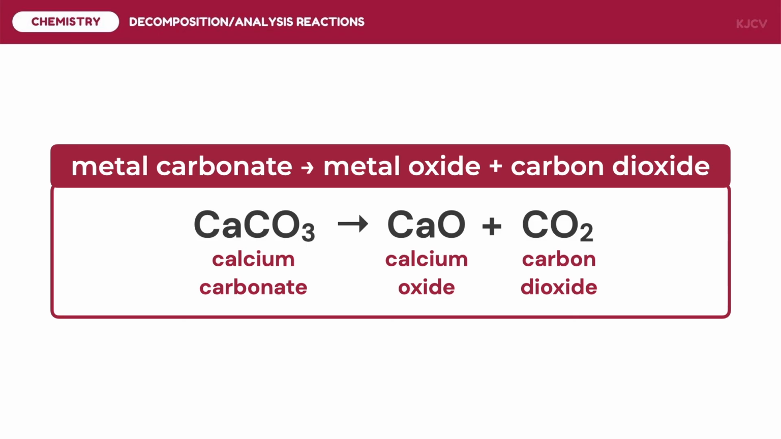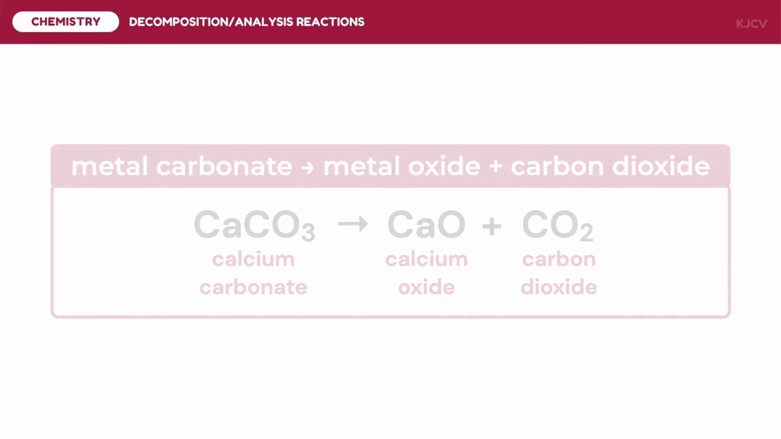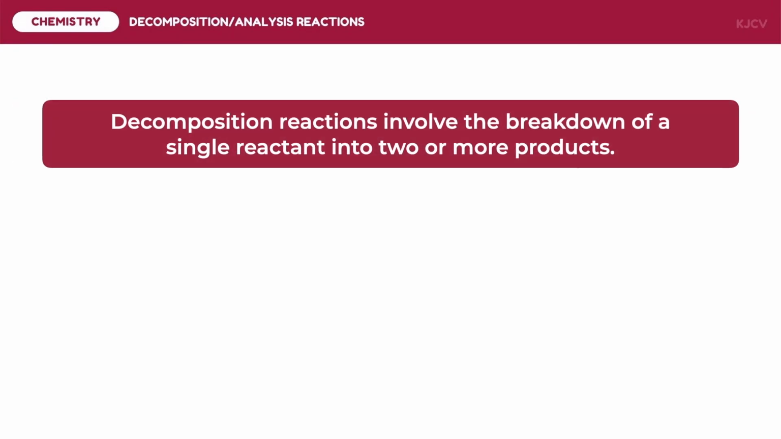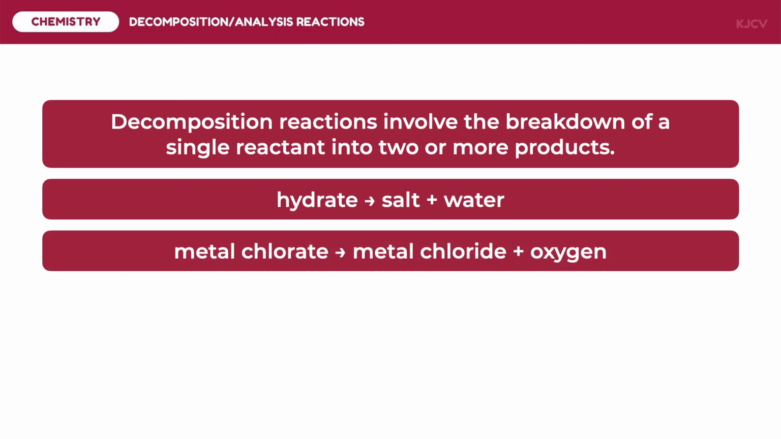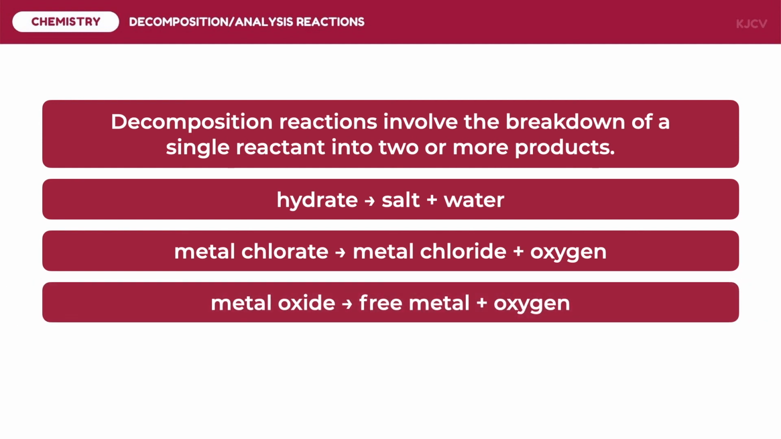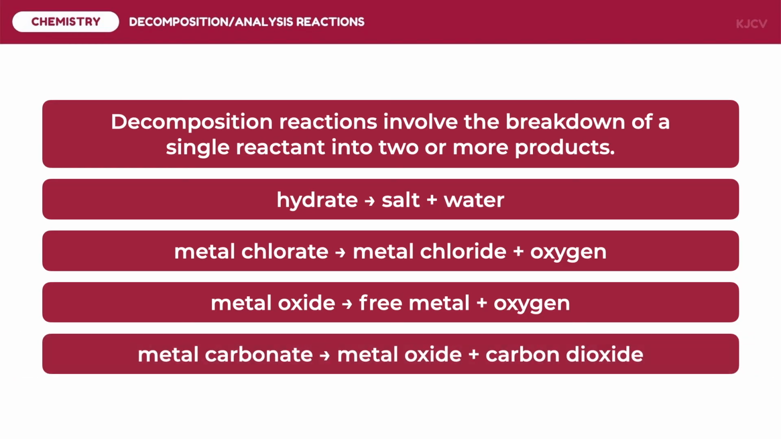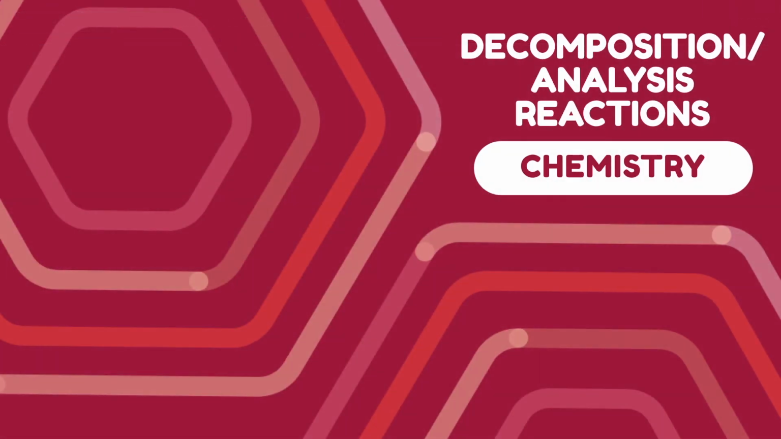Now that we have discussed some decomposition reactions, let us now review the following key points. Decomposition reactions involve the breakdown of a single reactant into 2 or more products. Hydrates will decompose into salt plus water. Metal chlorates will decompose into metal chloride and oxygen. Metal oxides will decompose into a free metal and oxygen. And lastly, metal carbonates will decompose into metal oxide and carbon dioxide. And this ends our discussion on decomposition or analysis reactions.